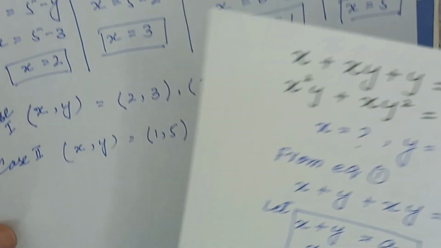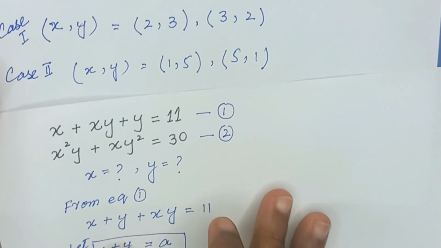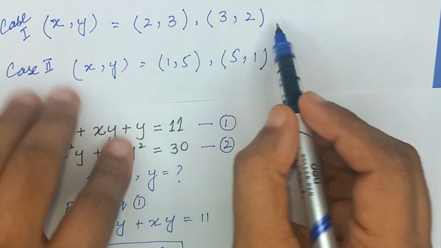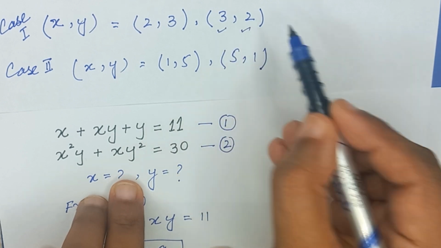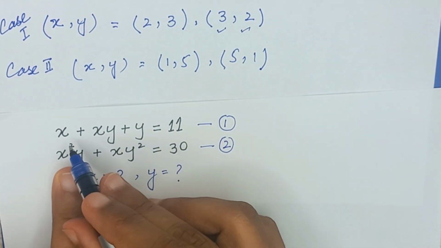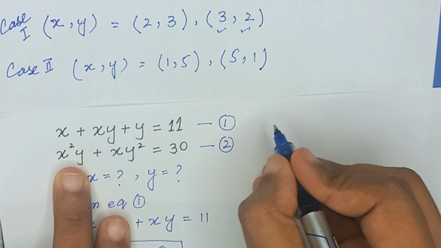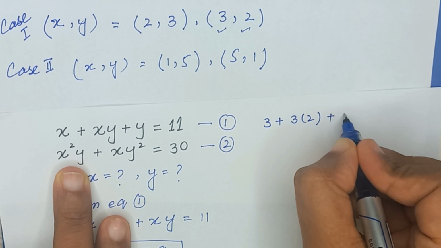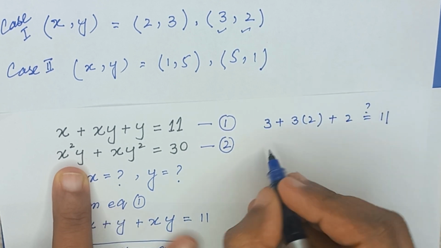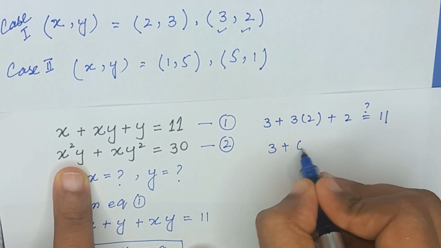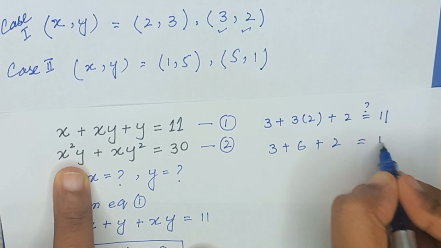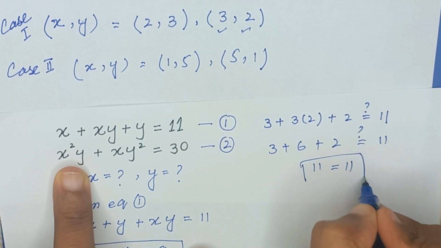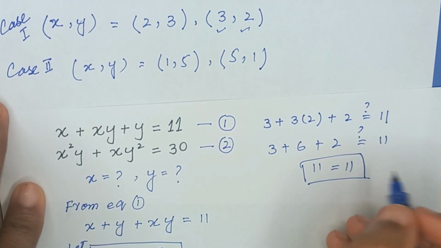Now we will check whether these values satisfy our given equations or not. So we'll take any values of x and y randomly. We will take from this 3 and 2. So we will substitute the value of x is 3 and y is 2. So it will become 3 plus 3 into 2 plus 2 is equal to 11 or not. So it will be 3 plus 6 plus 2 is equal to 11 or not. So 6 plus 2 is 8, 8 plus 3 is 11. So both sides are equal. It means the values of x and y satisfy our given equation.